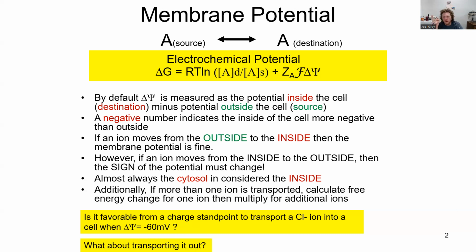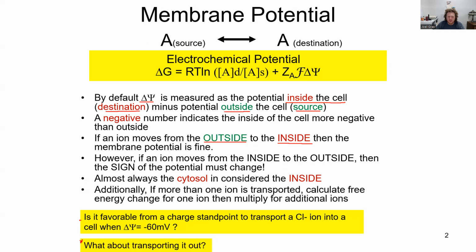So we're talking about moving a chloride ion from the exterior to the interior. If we go back to this slide, it says that by default, delta psi is measured as the potential inside, as your destination, minus outside, which is our source. So our source is outside, our destination is inside. If an ion moves from the outside to the inside, then the membrane potential is fine. This specific example is talking about moving an ion from the outside into a cell.